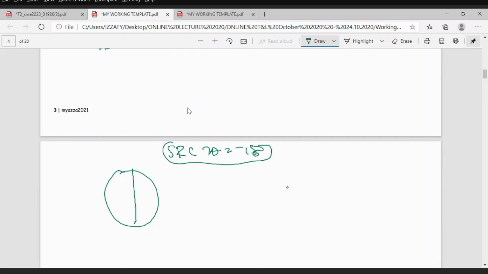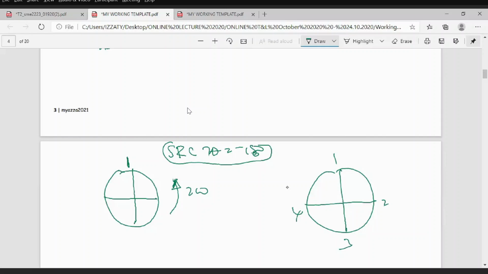Again, this is your result. 1 is here. The other one is 2 omega. So this is your working: 1, 2, 3, and 4.